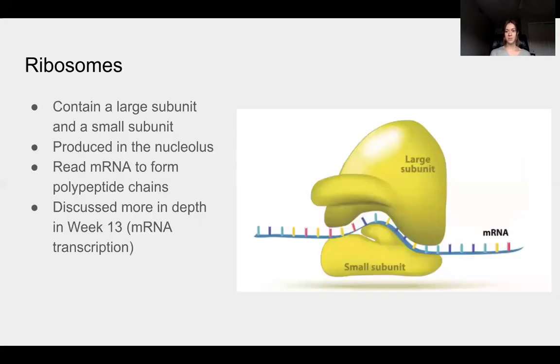So ribosomes, as we talked about, are produced in the nucleolus. That's our ribosome factory within the nucleus. They contain both a large and a small subunit, and they read mRNA to form polypeptide chains. This will be discussed more in depth in week 13 when we talk about mRNA transcription. But just very generally, this is a rough outline of the ribosomes and how they work and what they're made of.